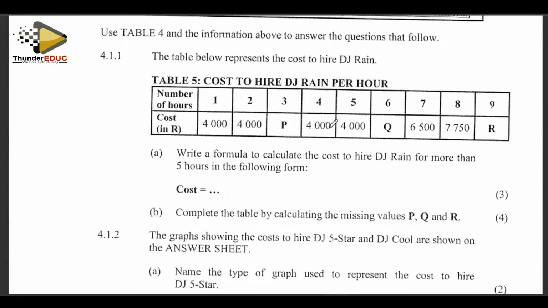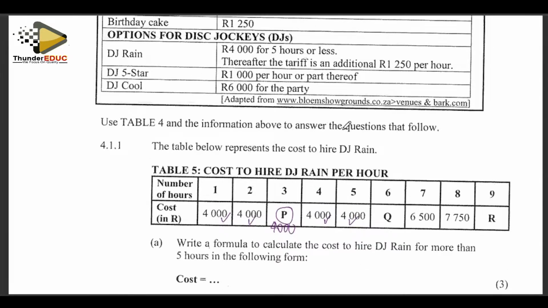Here we go, we are looking at this. Looking at this table, there's something quite awkward. You have 4,000, 4,000, 4,000, 4,000. What will be the value of P in your understanding? It will also be 4,000. Why do we have 4,000 here? Oh yes, it's DJ Rain. DJ Rain has a constant amount of money. You pay 4,000 for the first 5 hours. The moment you exceed this, you pay 1,250 rand per hour that you have exceeded.